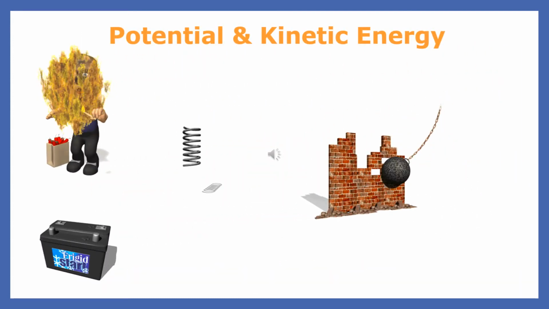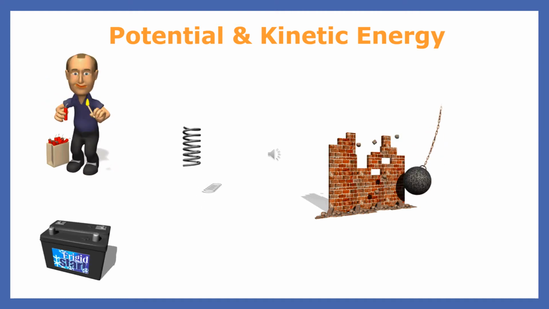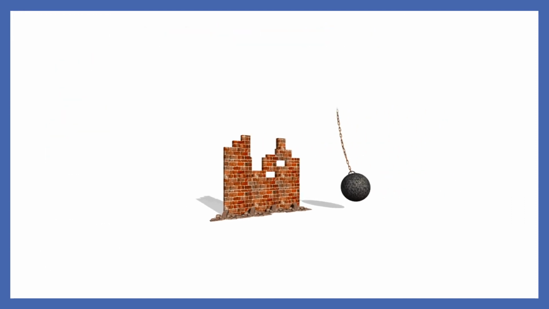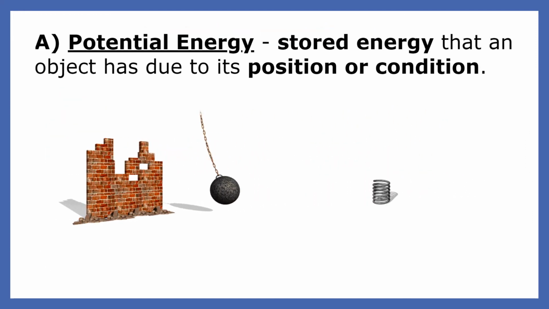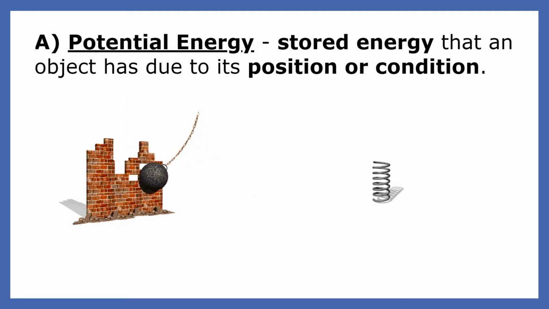A wrecking ball has both kinetic and potential energy. The compressed spring turns into kinetic energy and causes the spring to fly upward. This lesson will focus mainly on gravitational potential energy. When the wrecking ball swings upward, its kinetic energy turns into gravitational potential energy.